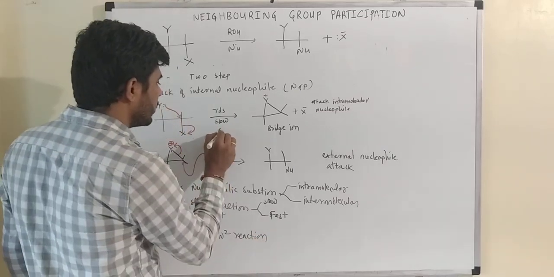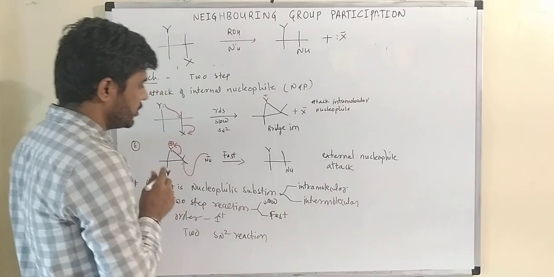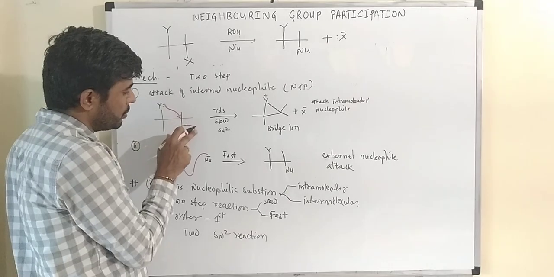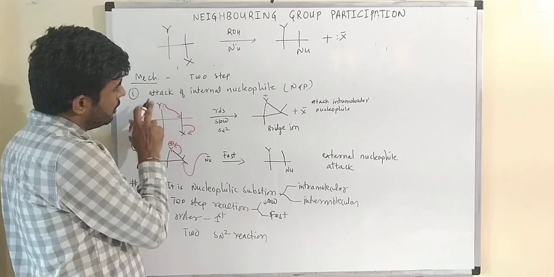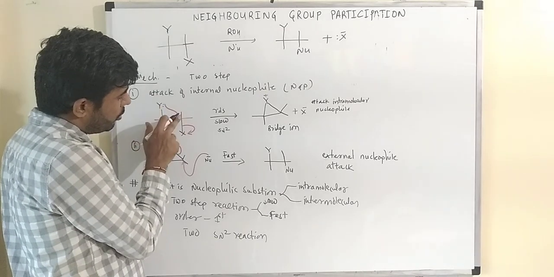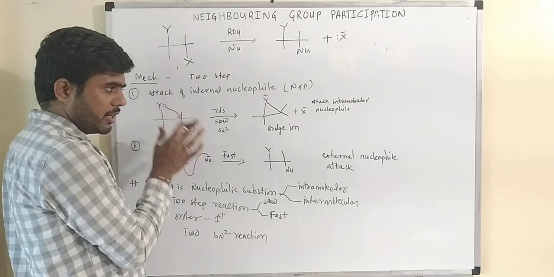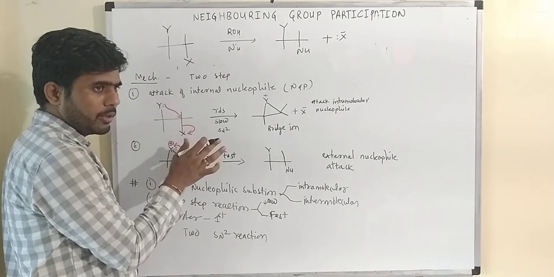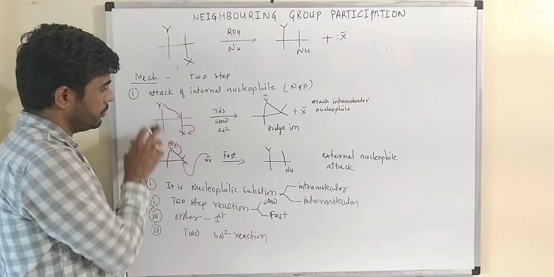The first SN2 takes place here. First SN2. Why is it first? Because the attack is taking place from the backside and the leaving group is removed from the front side. So the simultaneous bond forming and bond breaking takes place. It happens only in SN2 type of reaction. So this is an SN2 type reaction. This is the first SN2 reaction.